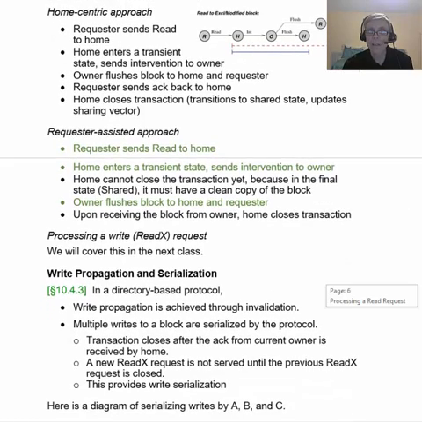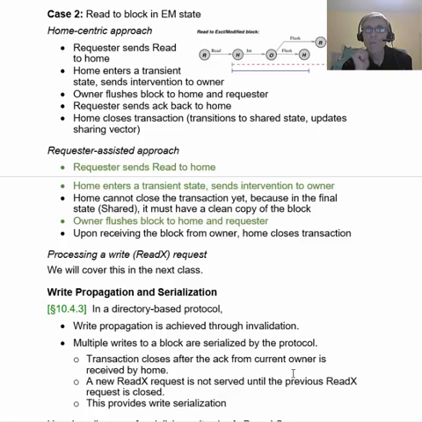And in this case, we also deal with the home-centric approach and the requester-assisted approach. With the home-centric approach, the requester sends a read request to the home. The home again enters a transient state, and this time it sends an intervention to the owner because it doesn't need to purge that block from the other caches. It just needs to have them change to shared state. The owner then flushes the block both to the home and to the requester. The requester then needs to confirm that it's received the block by sending an ACK back to the home, and then the home closes the transaction, which again means that it transitions to a shared state and updates the sharing vector. So all of that has to happen before any other transactions to this block can be entertained.